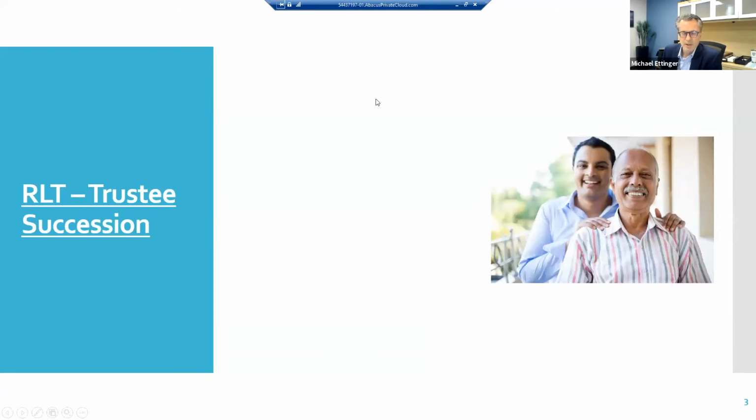So that's the basic introduction to the document. You'll have the name of the trust. And the next thing you'll have is the trustee succession. And the first thing is, who is going to decide incapacity?